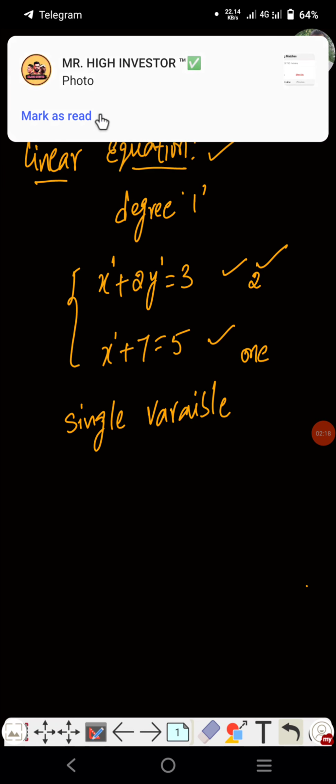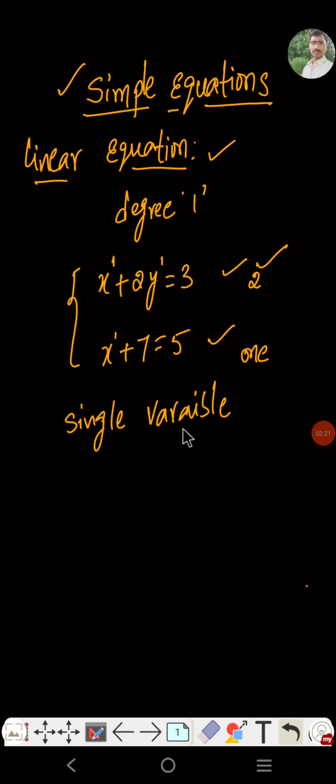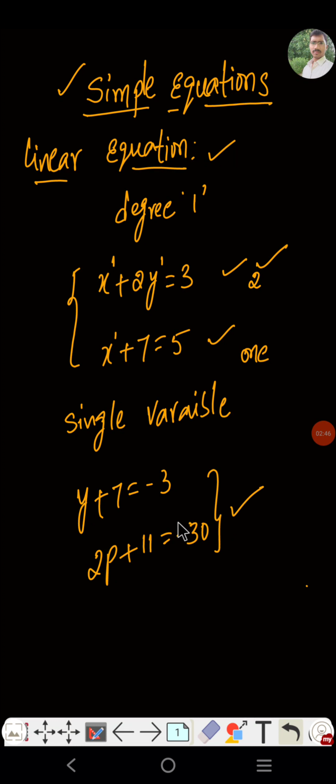Yes. That means a linear equation involving only one variable, only a single variable, is called a simple equation. Now see one more example, y plus 7 is equal to minus 3 or 2p plus 11 is equal to minus 30. So these are all simple equations only, because all these are linear equations having a single variable only. Understood?